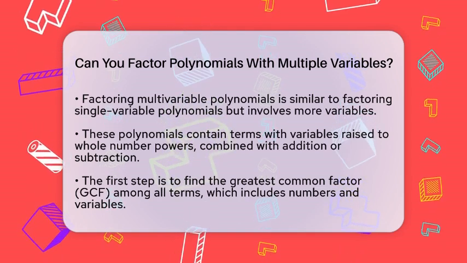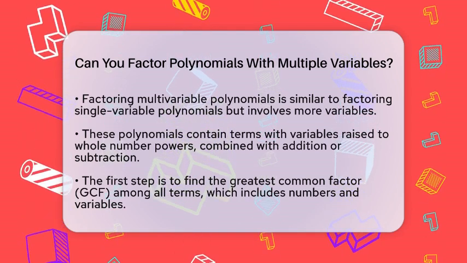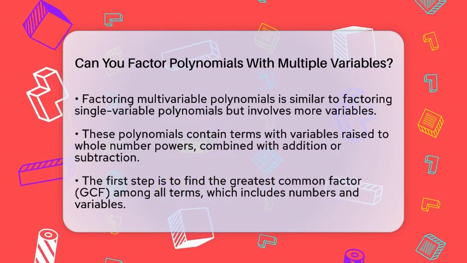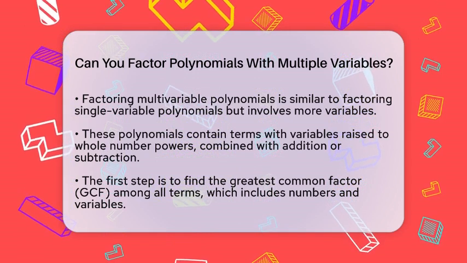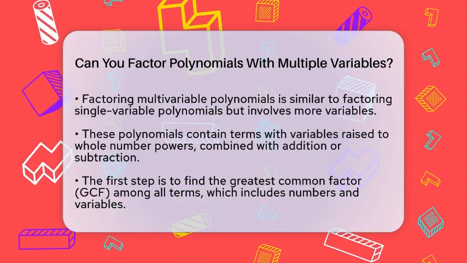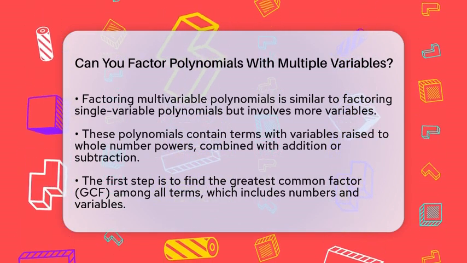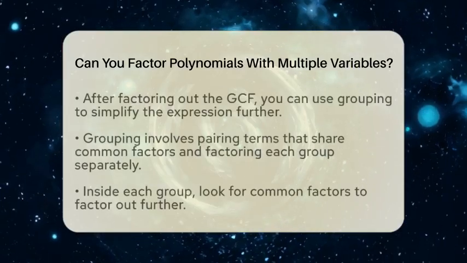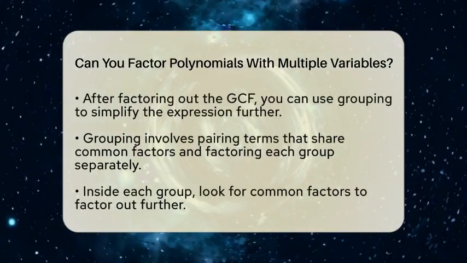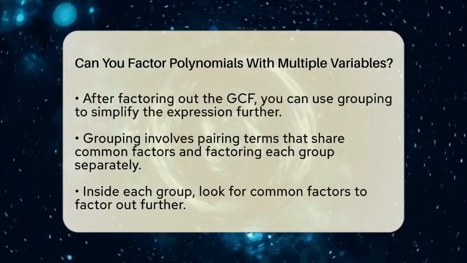The first step is to look for the greatest common factor among all the terms. This is the biggest number and set of variables that divide evenly into every term. For instance, in 6x squared plus 12xy minus 4x minus 8y, the GCF is 2. Factoring out 2 gives us 2 times (3x squared plus 6xy minus 2x minus 4y).